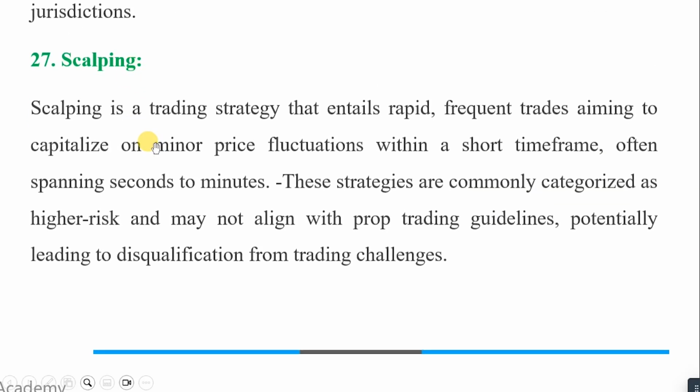Now, what is scalping? Scalping is a trading strategy that entails rapid, frequent trades aiming to capitalize on minor price fluctuations within a short time frame, often spanning seconds to minutes. These strategies are commonly categorized as high risk and may not align with prop trading guidelines, potentially leading to disqualification from trading challenges. So one of the questions you're going to ask the prop firm you're interested in is if they allow scalping or day trading, or if they let you hold positions over the weekend.